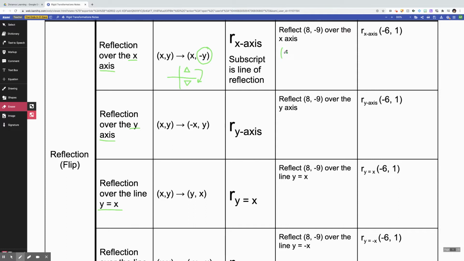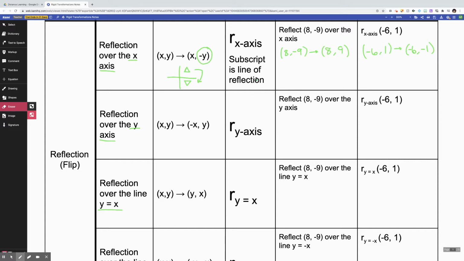So here, for my function notation, I have 8, -9. My y value is -9, so that's the one I'm going to change the sign of. So I have 8, 9. It's really that simple, okay? For the vector notation, you see you have the lowercase r, and then it says I'm reflecting over the x-axis, so I just have to remember that x-axis means I'm changing the sign of my y value, okay? So I have -6, comma, my original y value was 1, so my new y value is -1, okay?